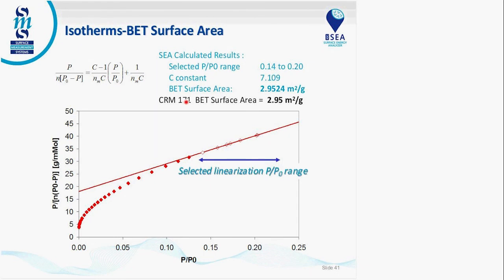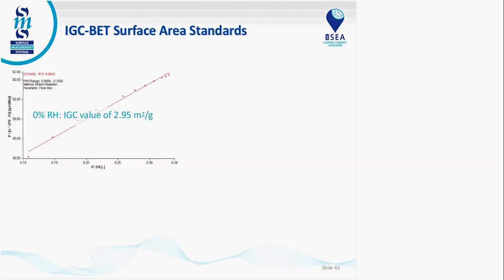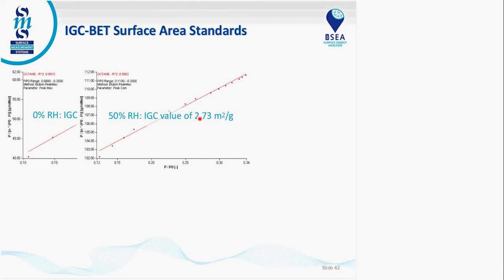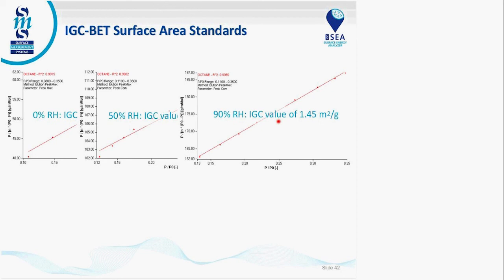Here is a certified reference material of 2.95 meters squared per gram. It's an alumina sample. By inverse GC, we get 2.95 meters squared per gram. One novel application that is not easy to do by nitrogen data is we can do experiments as a function of background relative humidity. Here we see at 0% RH, we get 2.95 meters squared per gram. At 50% RH, we get 2.73, slightly lower. At 90% RH, we get 1.45 meters squared per gram.